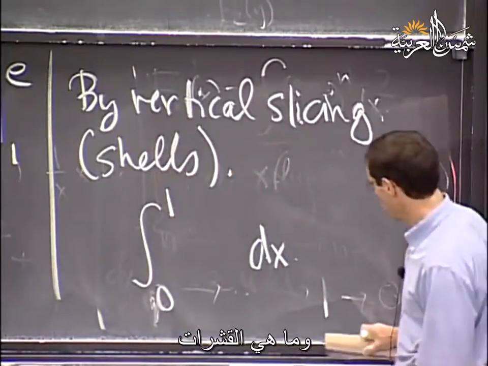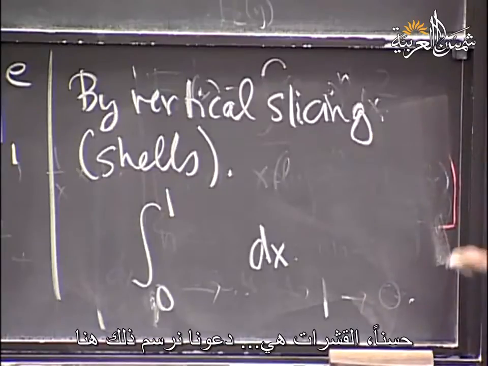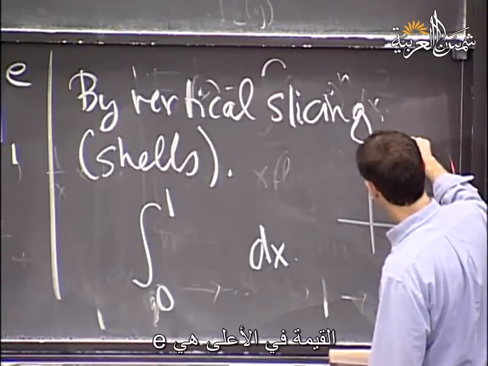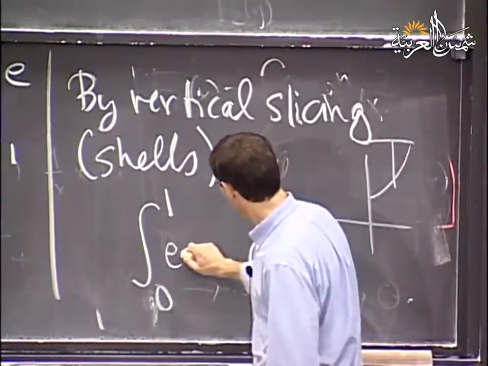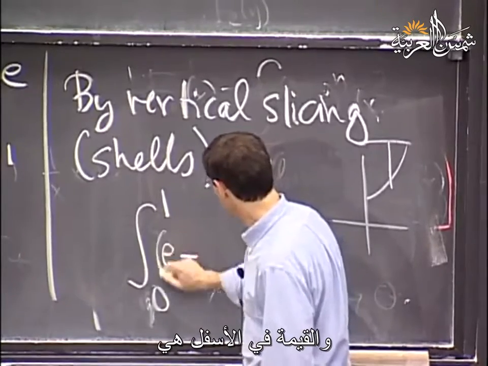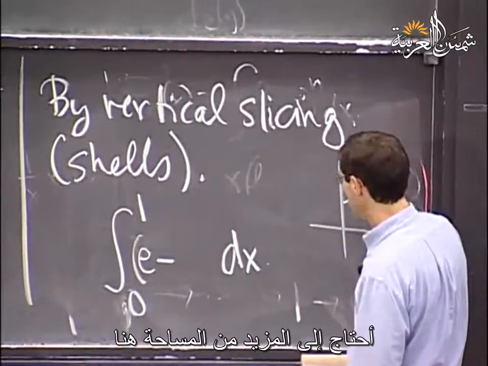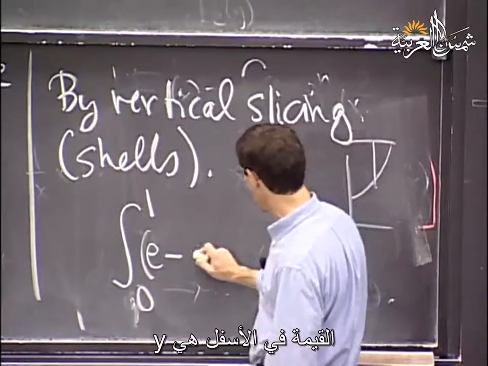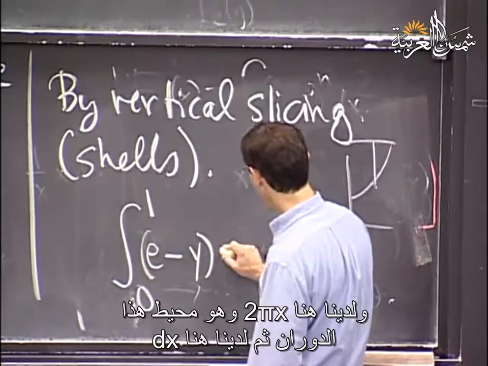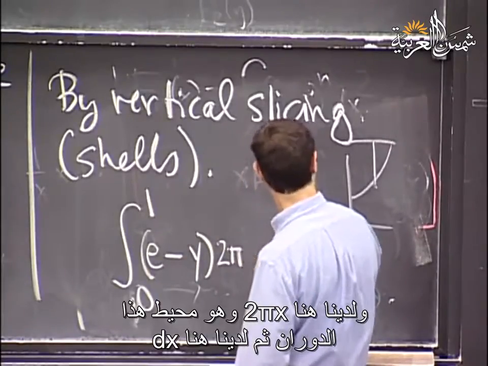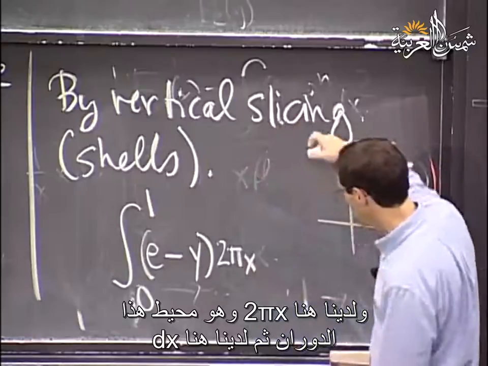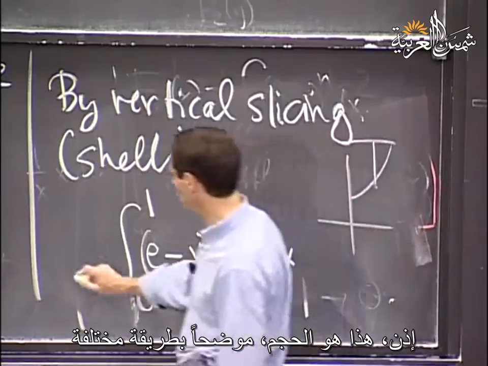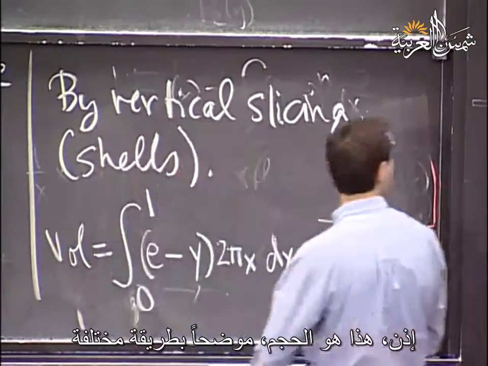And what are the shells? Well, the shells are, if I can draw the picture again, they start, the top value is e, and the bottom value is, yeah, I need a little bit of room for this. The bottom value is y, and then we have 2 pi x is the circumference as we sweep it around, dx. All right, so here's our new volume expressed in this different way.